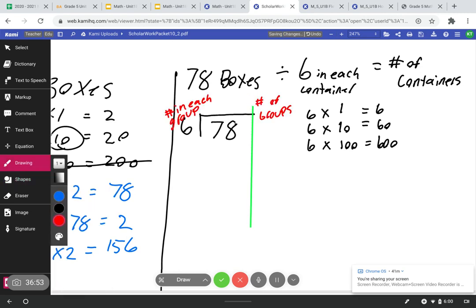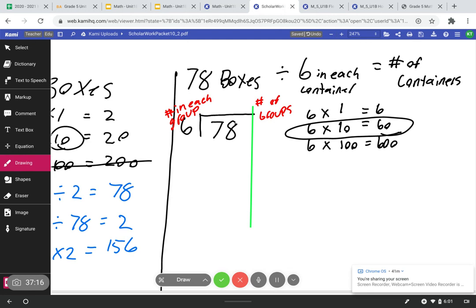So remember, we're going to put the number of groups over here. The number in each group is 6. So the number of containers, the number of boxes in containers will be 6. So we decided that 10 was the friendliest number that got us closest to 78. So let's make 10 groups, and that will give us 60 boxes. So I put 60 boxes up, and I'm going to subtract that. So 78 minus 60 equals 18.